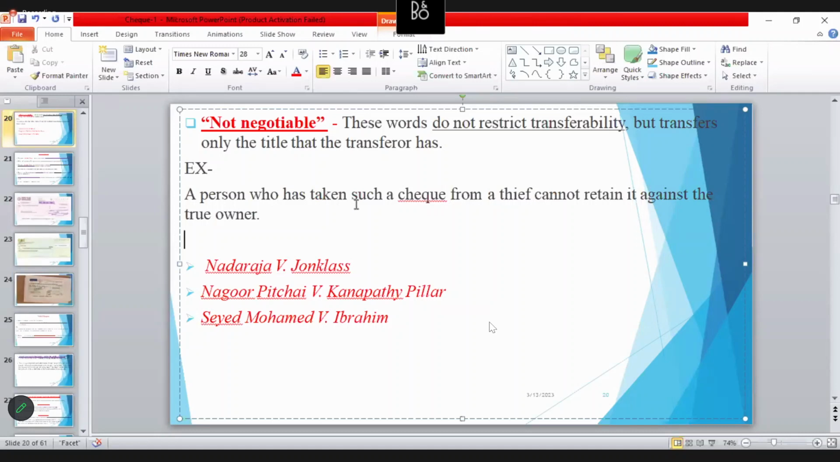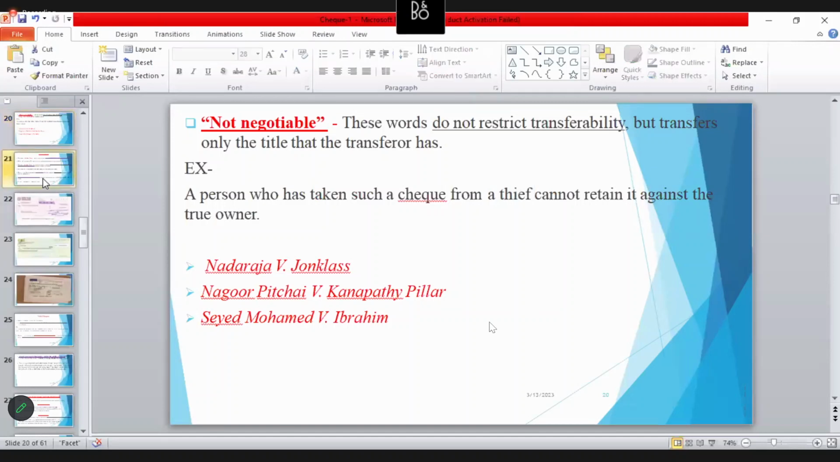So the person who has taken such a check from a thief... Now Chamila is a thief. Who takes the check from her? It is transferred from Chamila to Lahiru. So Lahiru cannot claim it against the true owner. Lahiru can't challenge the actual owner, that is Sindhujan, right? So the true owner can always claim on a check. There are cases: Nadaraja versus Yonkers, Nagur Pichai versus Kanabadi Pillai, and Syed Muhammad versus Ibrahim. There are cases regarding not negotiable, right?